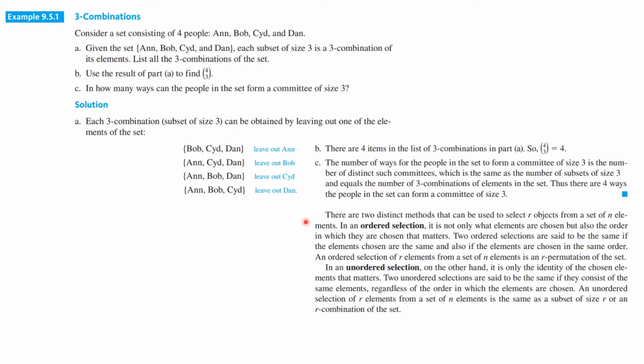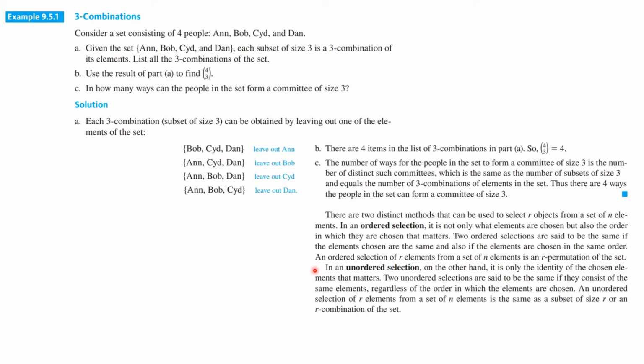There are 2 distinct methods that can be used to select r objects from a set of n. In an ordered selection, it is not only what elements are chosen, but the order in which they are chosen. Two ordered selections are said to be the same if the elements chosen are the same and they're chosen in the same order. An ordered selection of r elements from a set of n elements is an r-permutation of the set, and we've already talked about those a bit.